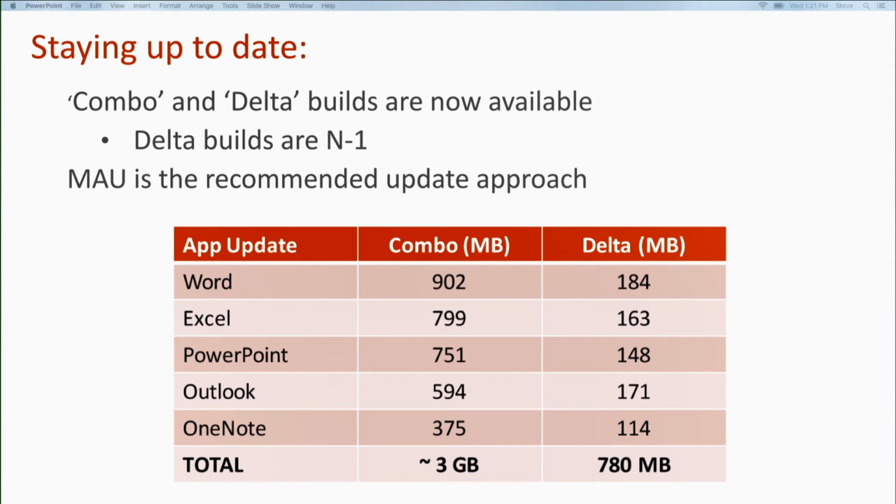So we've moved to this concept of having a Delta build. And as things stand at the moment, these Delta builds are N-1. So basically they can only be used if you're updating from January to February, February to March, etc. But as you can see, the benefits of staying up to date are quite enormous in terms of the saving in the size of the package, and the amount of bandwidth that you're going to consume to bring that down.